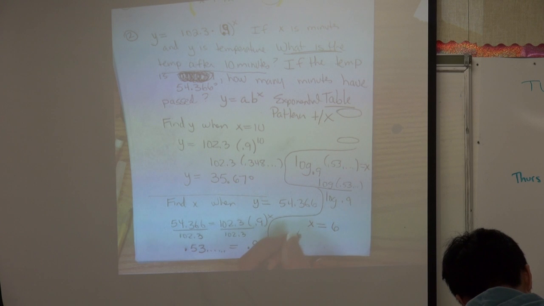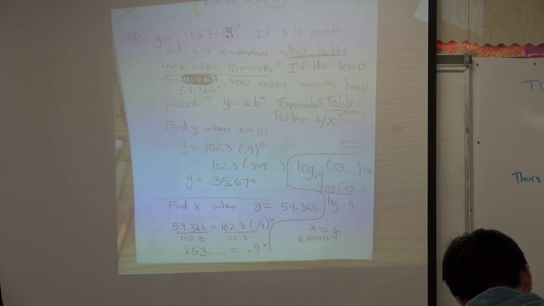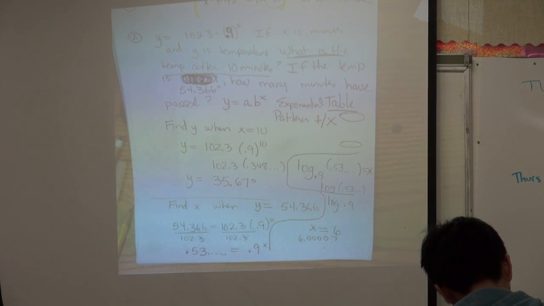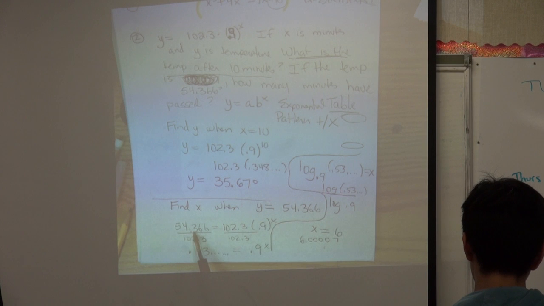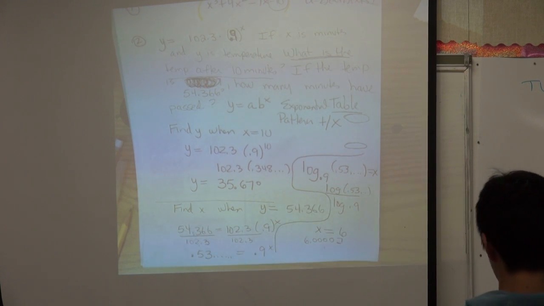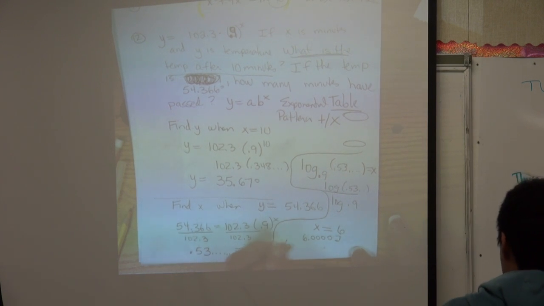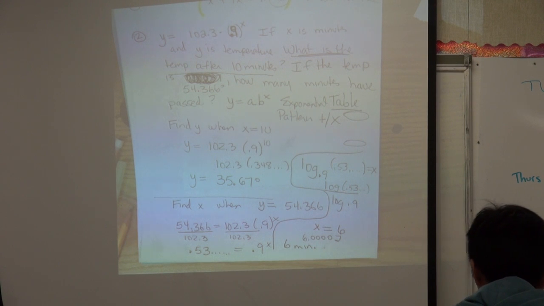It's actually 6.00007, and that's only because our calculator actually rounded this answer at some point, but that's not significant enough to matter. So how many minutes have passed? The answer is 6 minutes have passed.